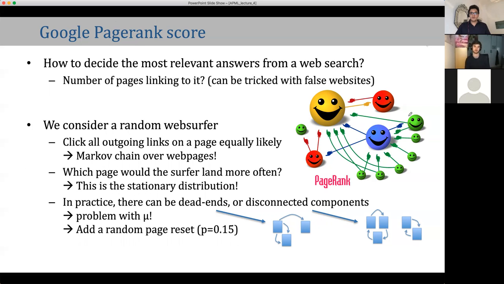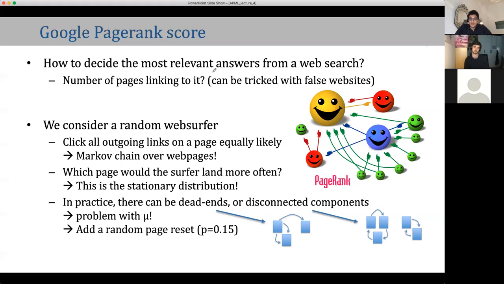It is about how, when we do a search on text, we can rank the pages which come out of it. One of the first ways of doing it would be to take the number of pages linking to the page as the ranking. But that's not so relevant, because you could just create a lot of false websites which will be linking to it.